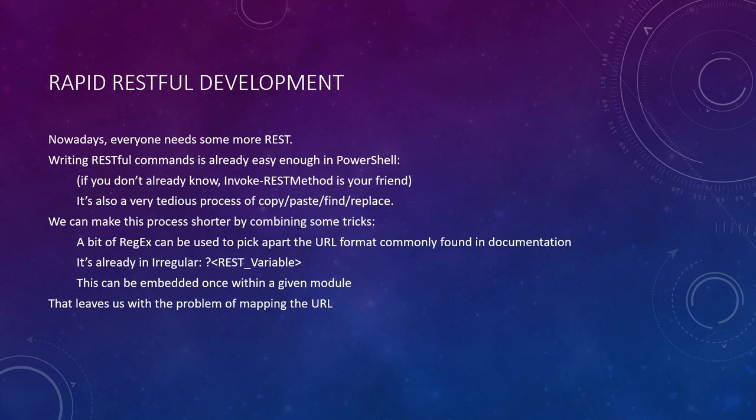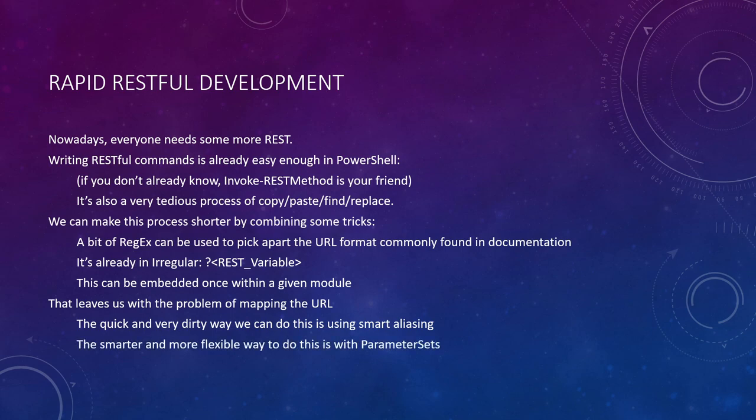This leaves us with the general problem of how we actually map all the URLs out to given commands and expose them all. We have a couple approaches we can take here. The brutish one, but effective, is to use smart aliasing, and we can actually create aliases for any given endpoint. That's great, it works, it's nice from an exposure perspective, but it's not very PowerShell-y. The smarter and more flexible way to do this is with parameter sets. This is a huge trick in PowerShell to be aware of. You can have parameter sets be very complicated. They can have all sorts of information. In this case, they can have embedded RESTful URL segments.